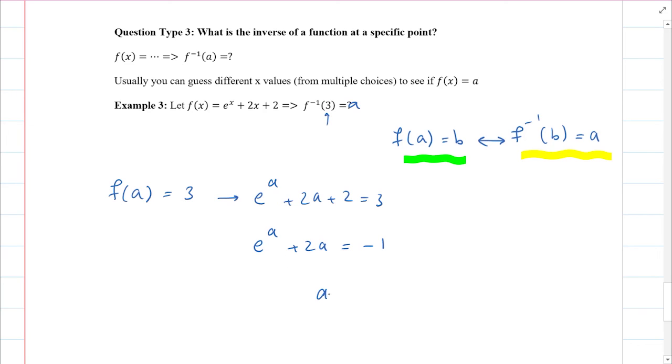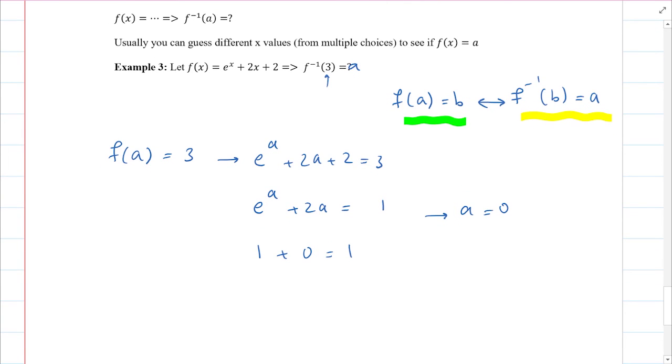And if you put a power of 0, then you would get e to the power of 0, which is 1, plus 2 times 0, which is 0. That equals, sorry, this must be plus 1. This is going to give you 1. So 1 equals 1. And this simply means a equals 0 is actually the answer that we were looking for. And that means f inverse of 3 is equal to 0.